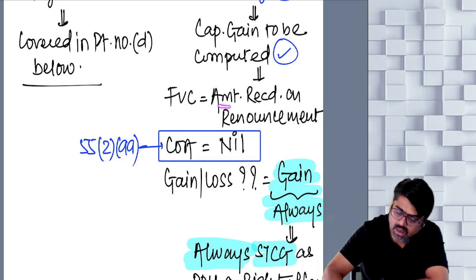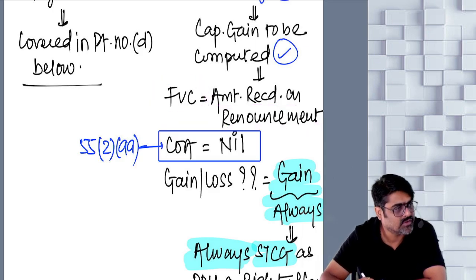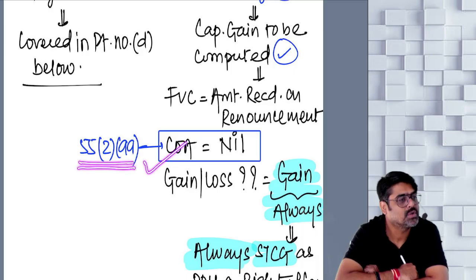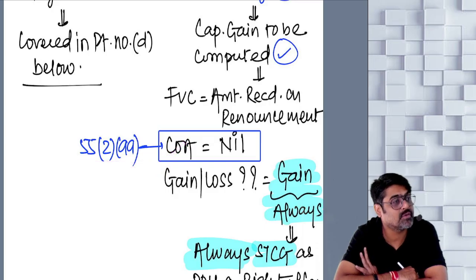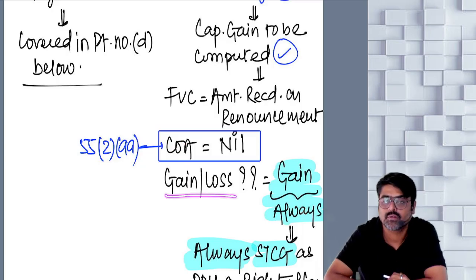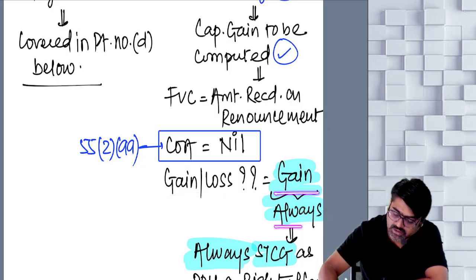That will be your amount received on renouncement, will be treated as your full value of consideration for renouncing your right. Now, what will be the cost of acquisition of the right which you have renounced? This will be always nil as per 55(2)AA. You have to take the cost of acquisition as nil. Yes or no? Will it result into gain or loss? It will always result into gain.